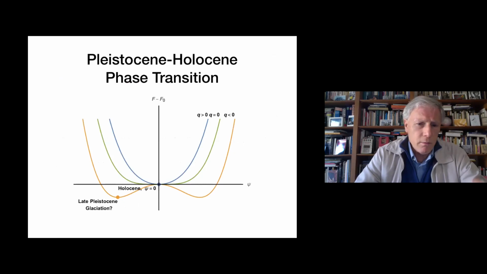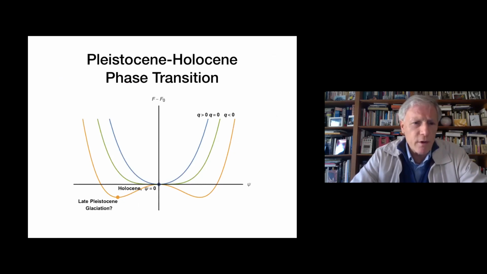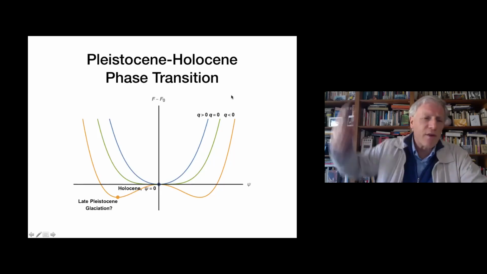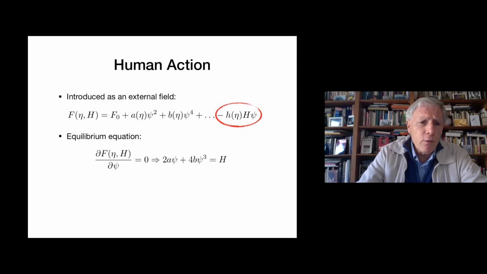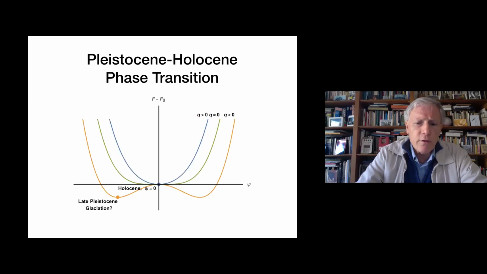So this is a typical example of how a material behaves under different temperatures. And what you are saying is that there are different ups and downs in the history of the Earth system that in fact correspond to minima in this diagram here. How do you model human activity? Very much like you do in material physics. You introduce an external field, and here the external field is the human action. And so this destabilizes the system. Well, sorry, I'm going the wrong way.